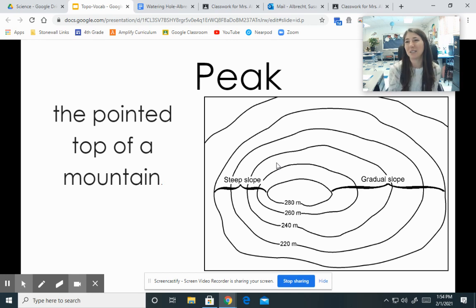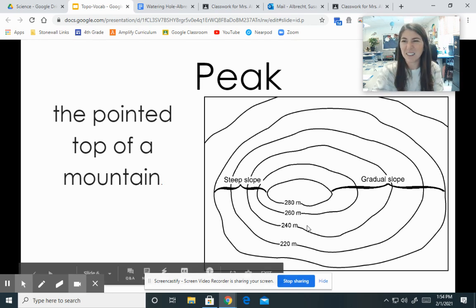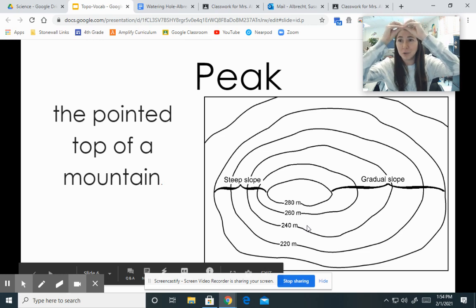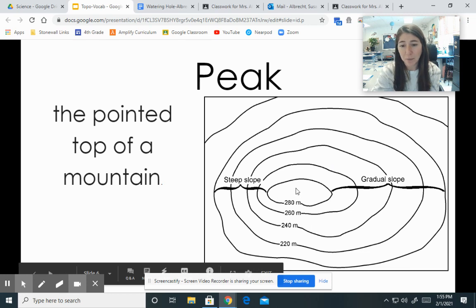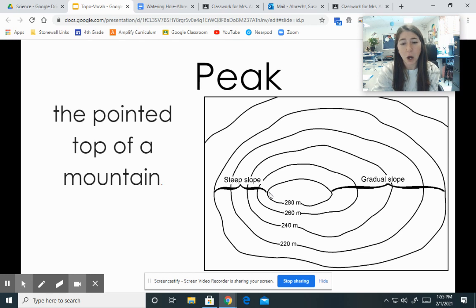And the last vocab word we're going to talk about is a peak. A peak is the very top of the mountain, or the top of the gradual slope, the top of the highest elevation. So the point with the highest elevation is considered our peak. I like this picture a lot because the last circle on top is our peak. You can see that on the left side, the contour lines are really close together, so we're going to have a really steep slope. On the right side, the contour lines are really far apart, so we would have a really gradual slope.